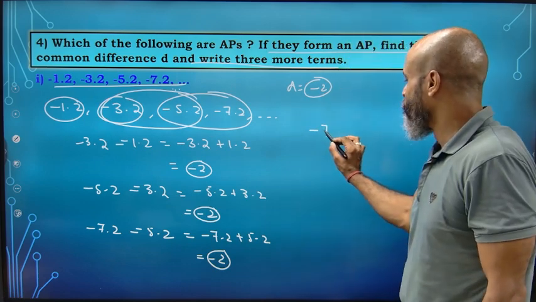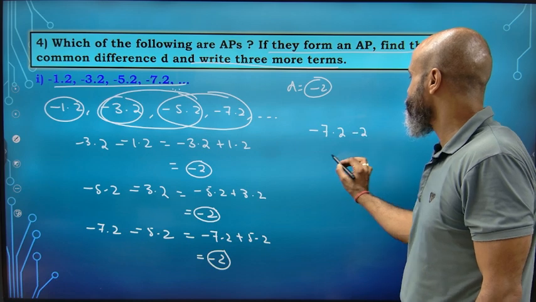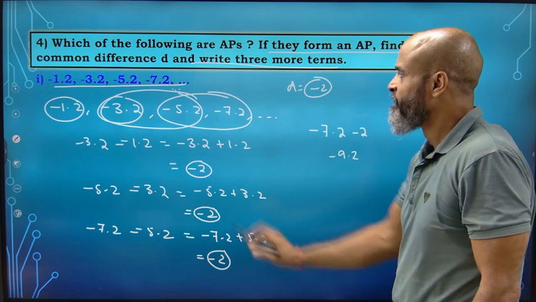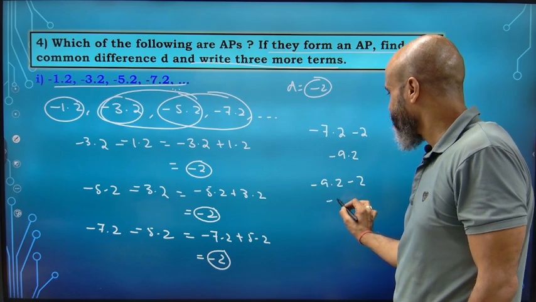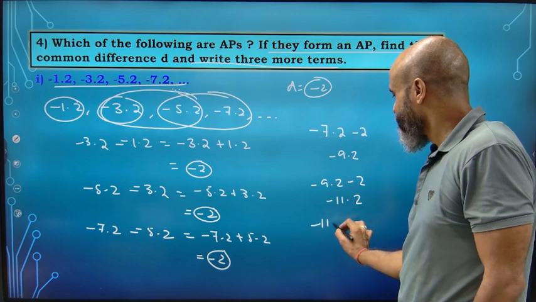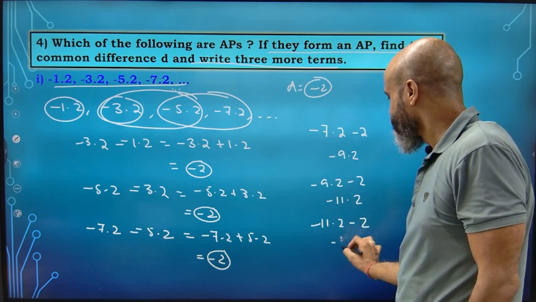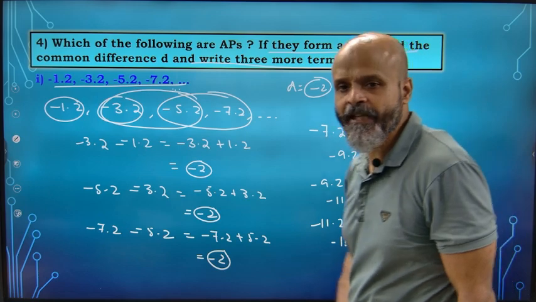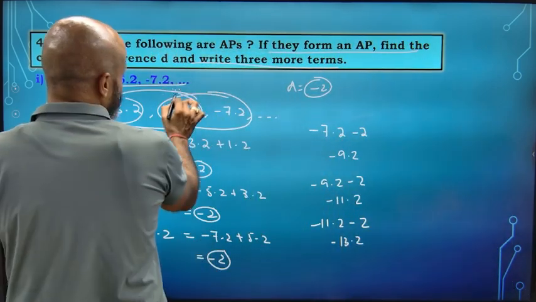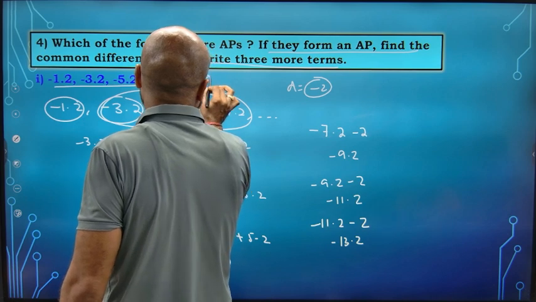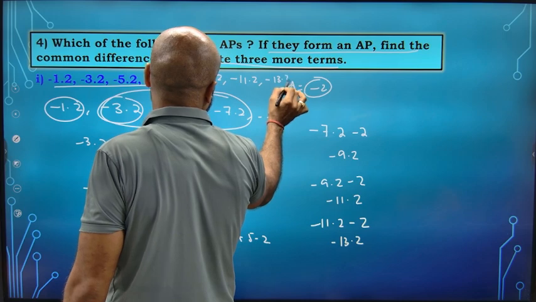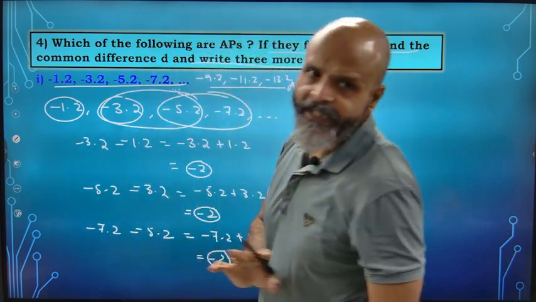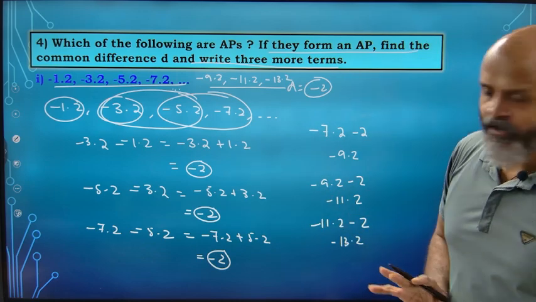Minus 7.2 minus 2, so that will be minus 9.2. Again minus 9.2 minus 2, that will be minus 11.2. Minus 11.2 minus 2, that is minus 13.2. Is that clear? So the next 3 terms are going to be minus 9.2, minus 11.2, minus 13.2, and so on and so forth. These are the next 3 terms. Are we clear on this one? Okay, all right.